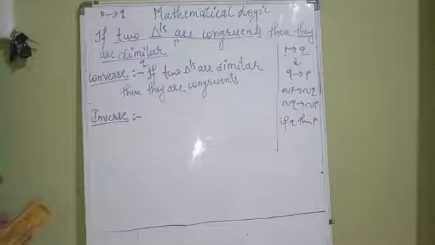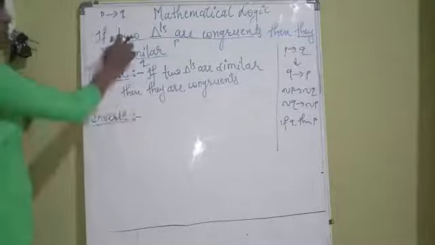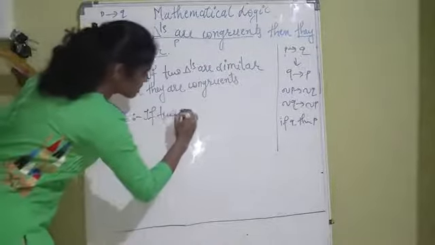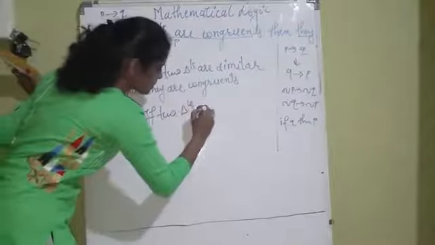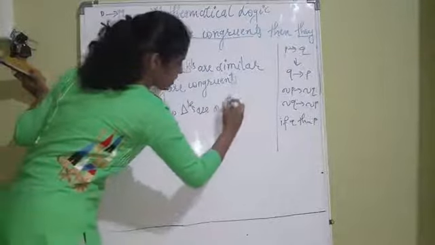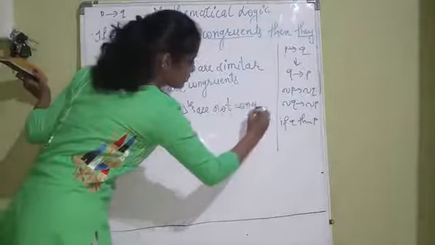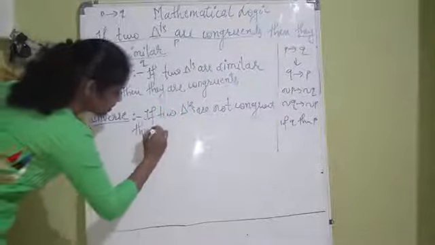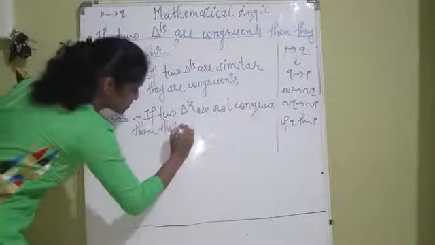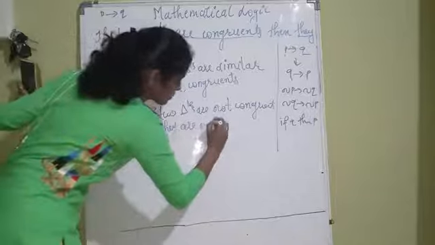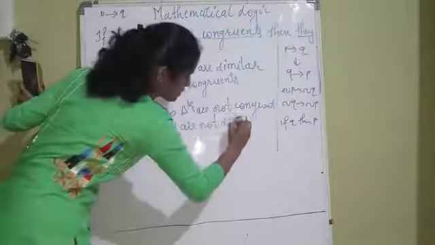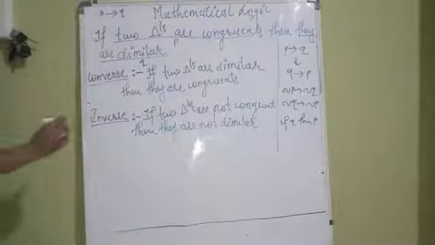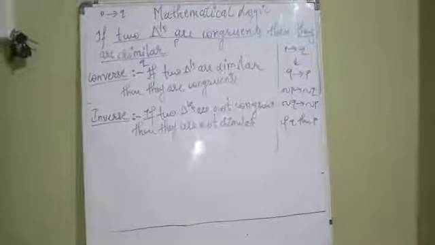So we can write the inverse of this statement as: if two triangles are not congruent, then they are not similar. Correct? Then they are not similar.